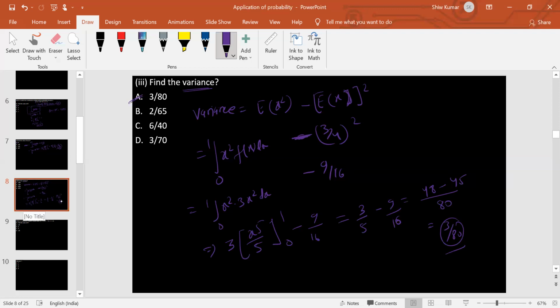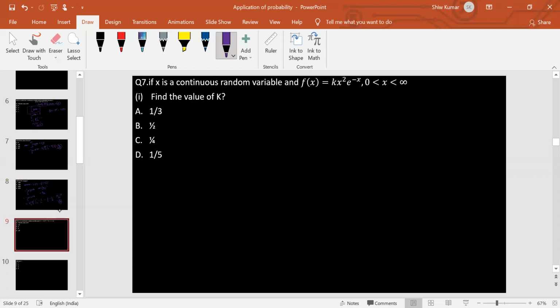So this is the way to find out the variance. Now we have another question. If x is a continuous random variable, and the f of x is given as kx square e raised to minus x, for x from 0 to infinity, find the value of k.